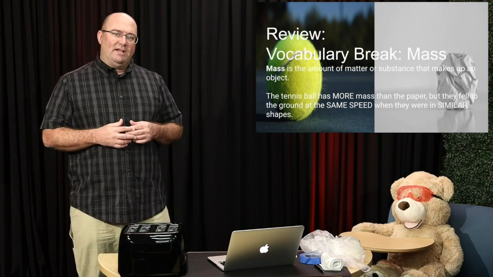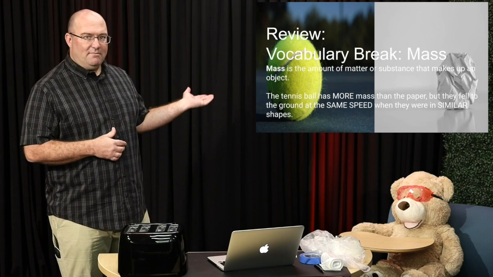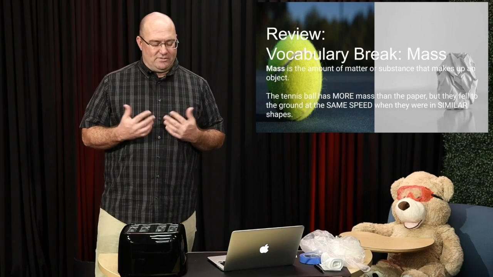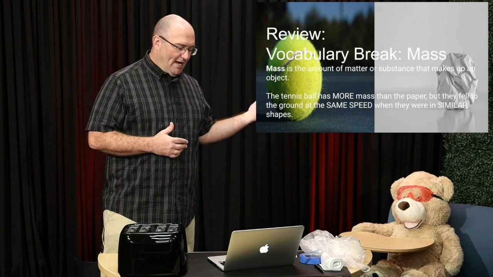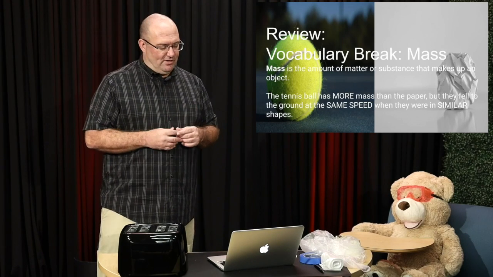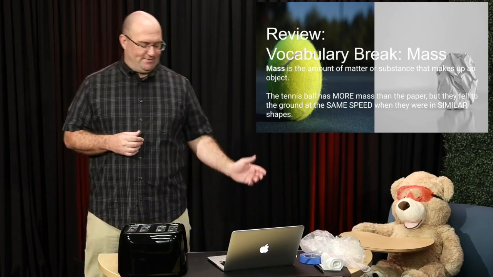Just a quick reminder, a quick vocabulary break review from last week is that mass is an amount of matter or substance that makes up an object. Okay, so the tennis ball in this picture has more mass than the paper, but they fell to the ground at similar speed when they were in similar shapes.